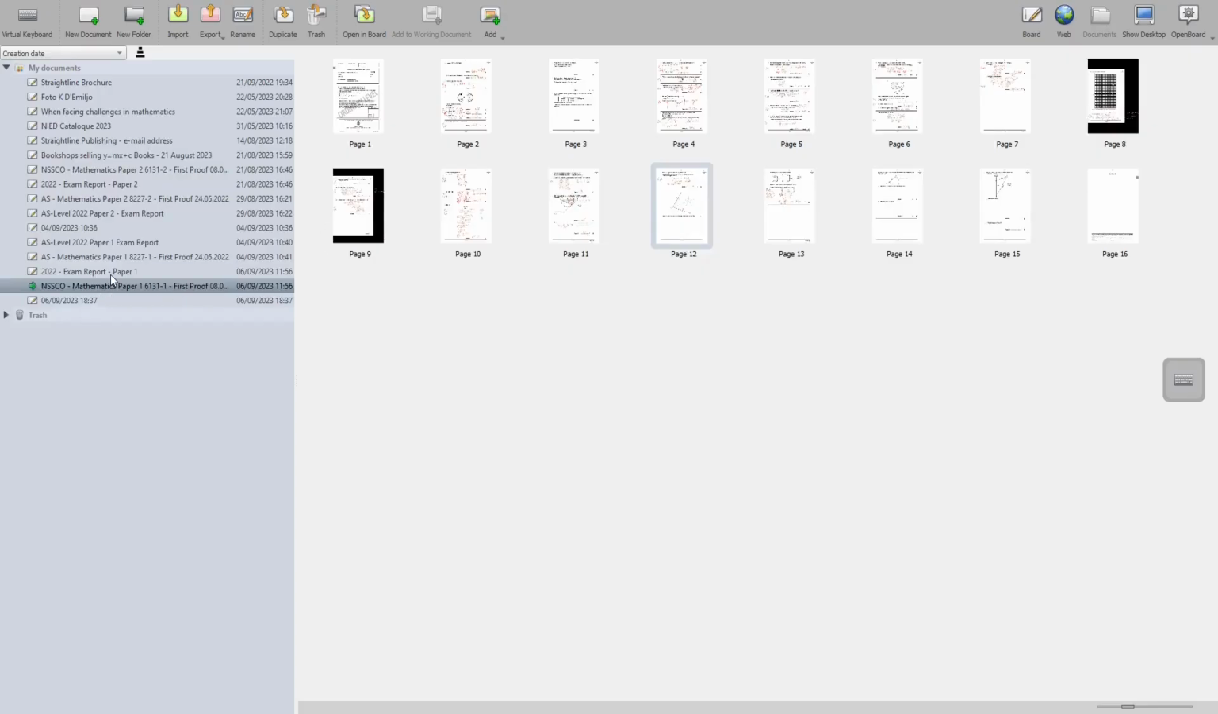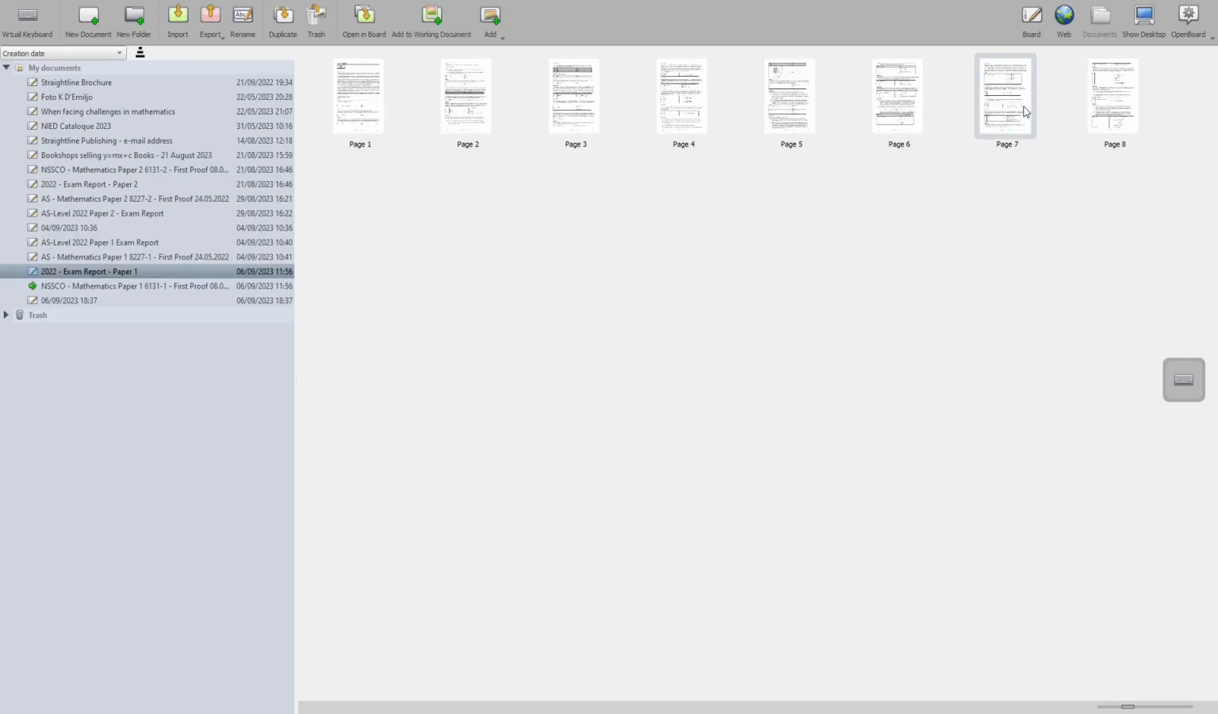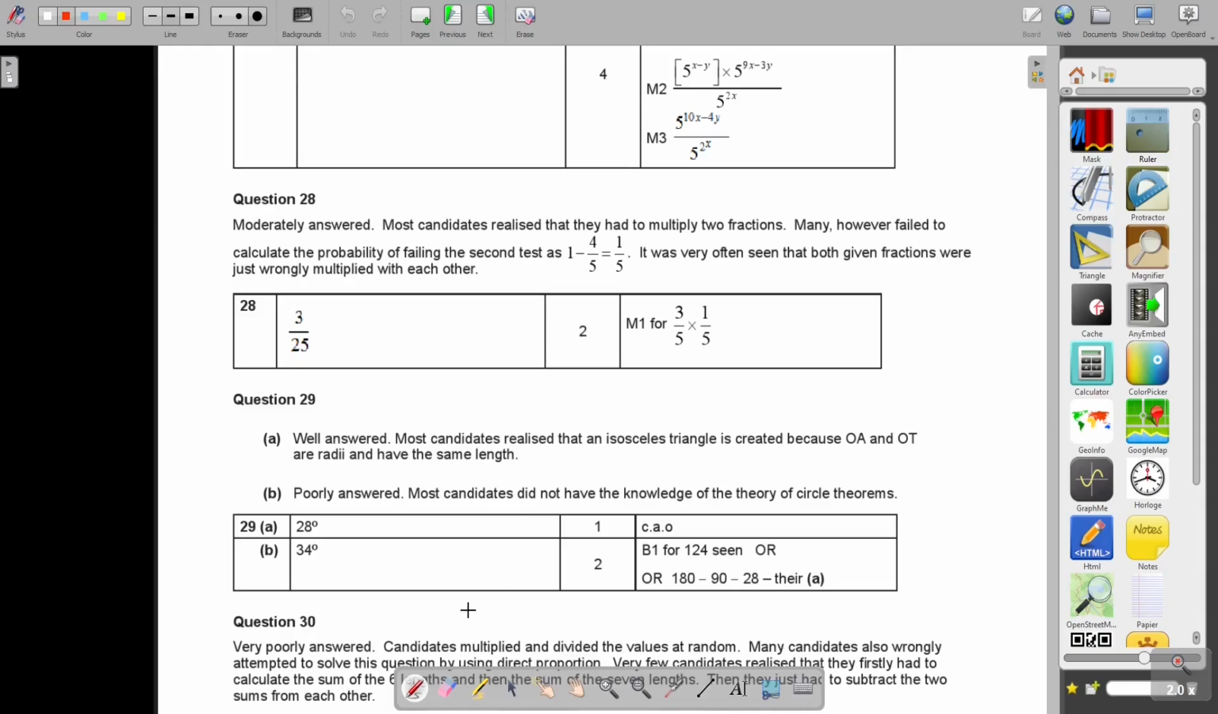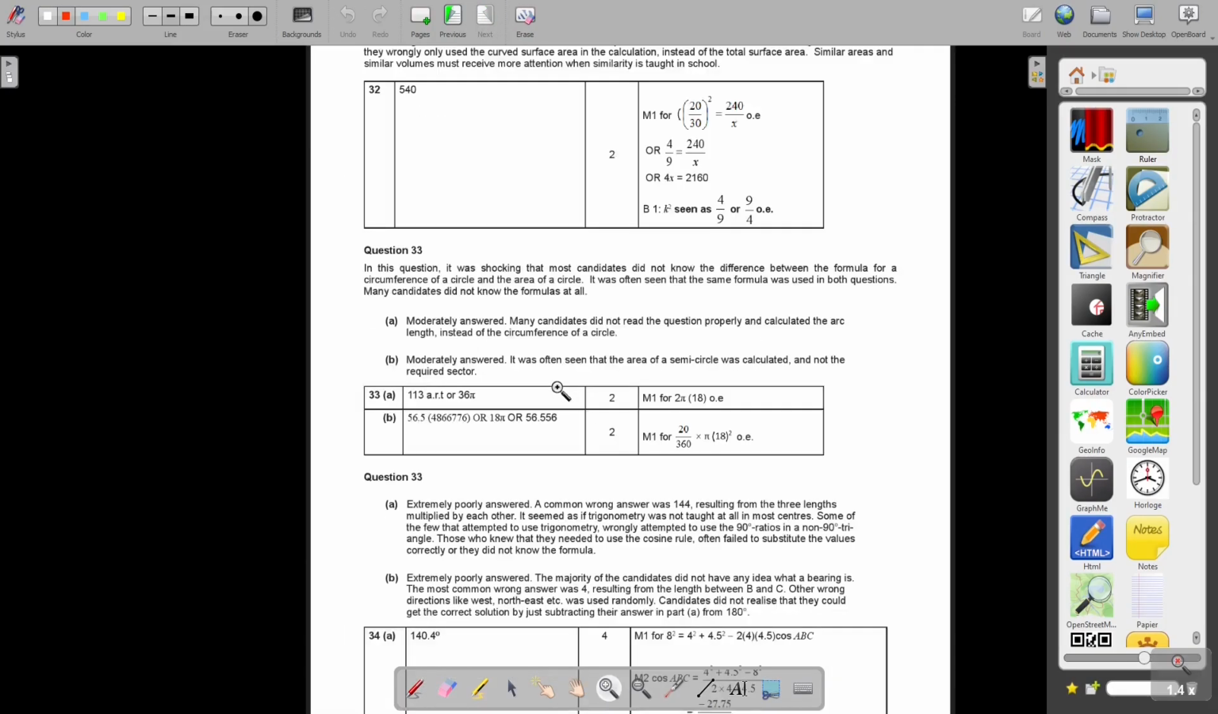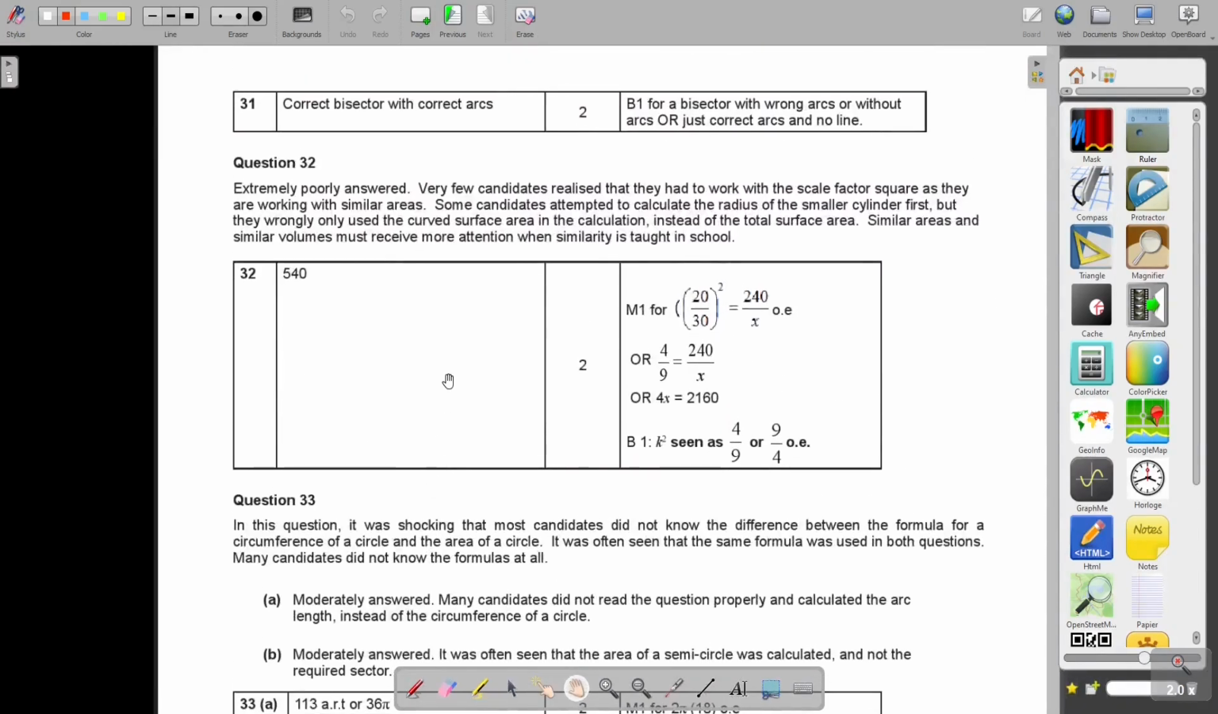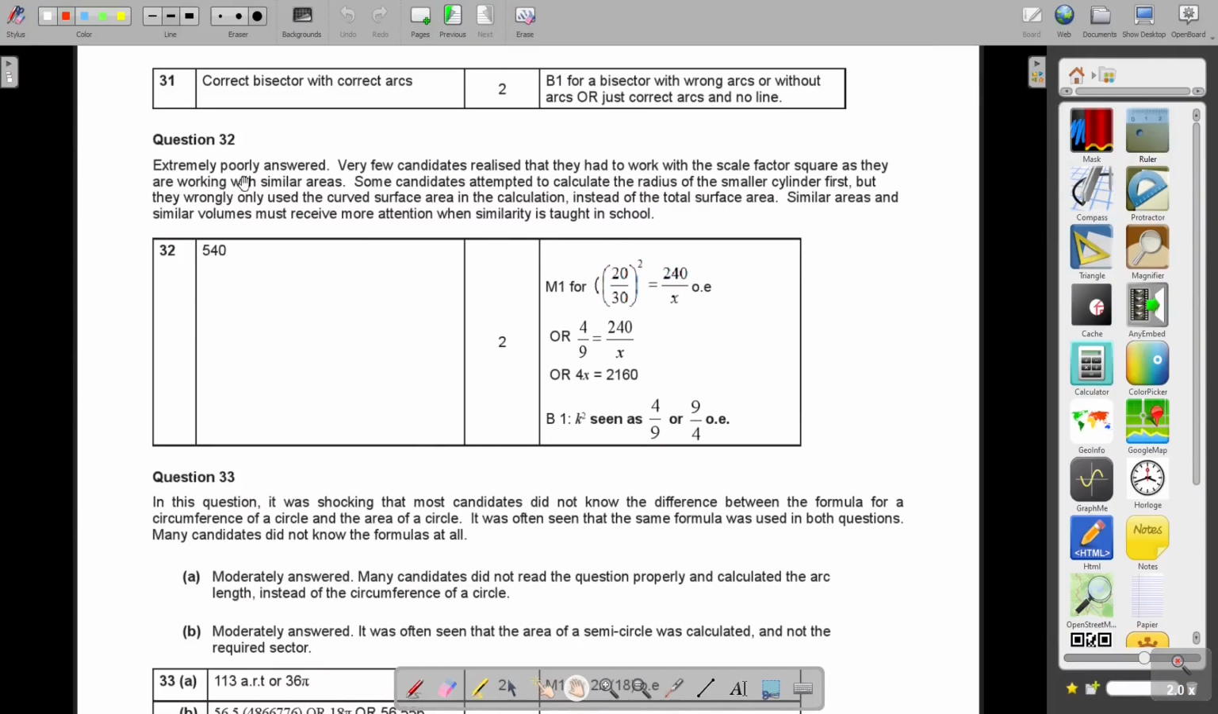Okay, so basically we can just go back to the report and we can just check. This was question 29, 30. Oh, it's very nice. We're almost at the last page of this. So basically, question number 32, I can read. Extremely poorly answered. Very few candidates realized that they had to work with the scale factor squared as they are working with similar areas. Some candidates attempt to calculate the radius of the smaller cylinder first, but they wrongly only use the curved surface area in the calculations instead of the total surface area. Similar areas and similar volumes must receive more attention when similarity is taught in schools. And there's the 540, and there they showed you how to do it.